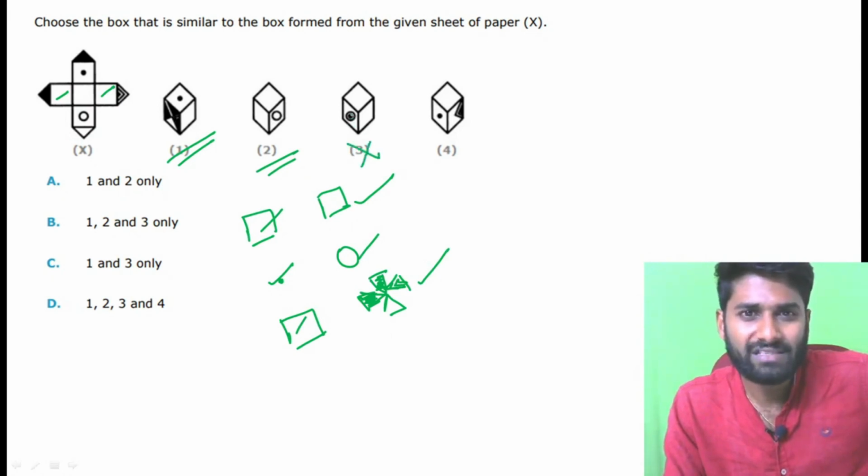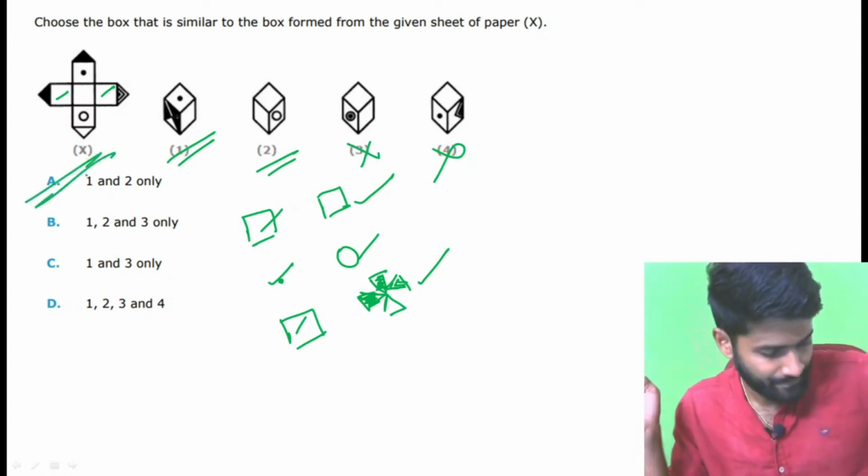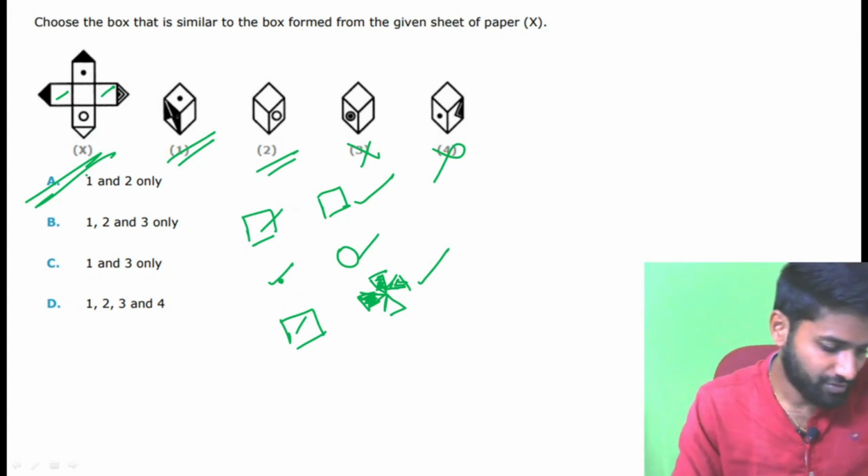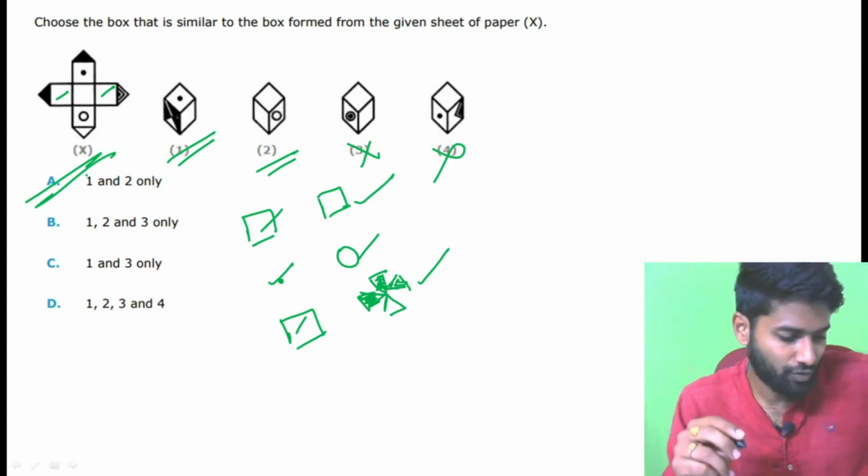We don't have any circle inside the dot point, so it is eliminated. We don't have any fourth type of diagram. So only options 1 and 2 follow. We can choose our option: options 1 and 2 follow.